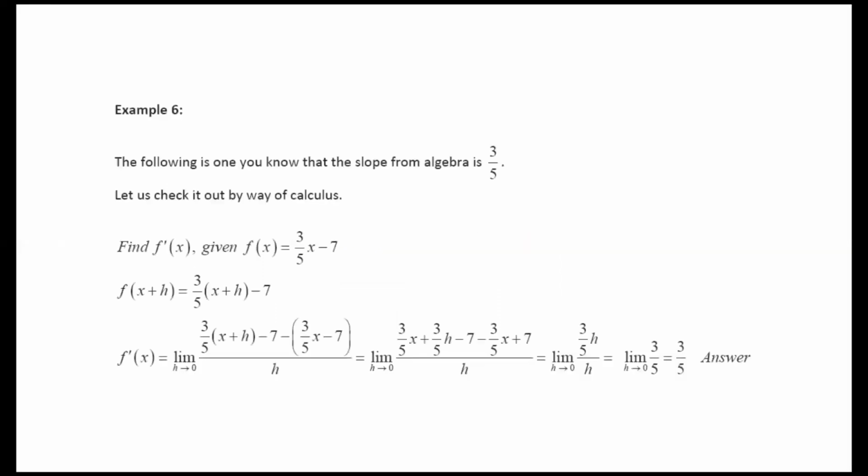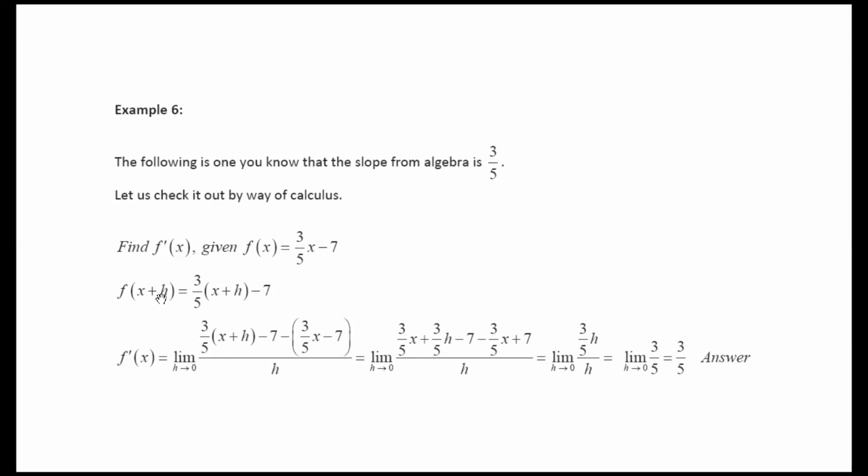Now for 2 special examples. Kind of reluctant to give these 2. They're so easy, but we're giving them for a purpose. Let's take a function you're familiar with. This is a linear function, 3/5 x minus 7. We know what the slope is. This is y equals mx plus b. M is the slope, m is 3/5. We know, without using calculus, what the slope is. But let's do it by calculus anyway.